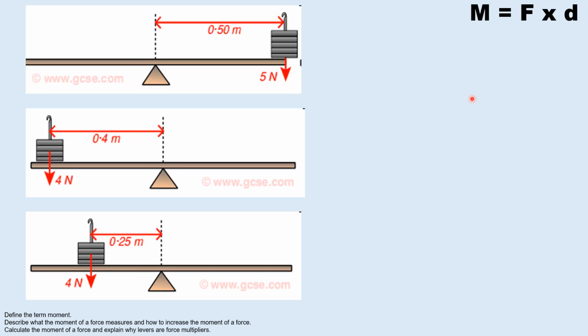So I'd like you to try this. I've got 3 different things here. We've got 5 newtons and 0.5 meters, 4 newtons and 0.4 meters, and 4 newtons and 0.25 meters. And here's your equation at the top if you don't have it already. But I'd like you to try and calculate the moment for these three things and then come back with the answers.